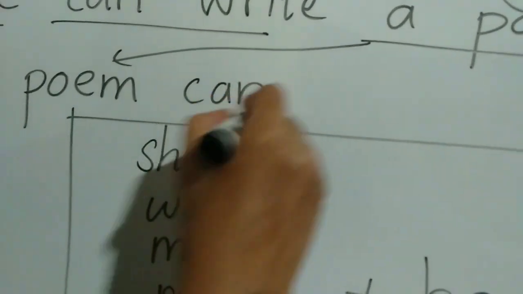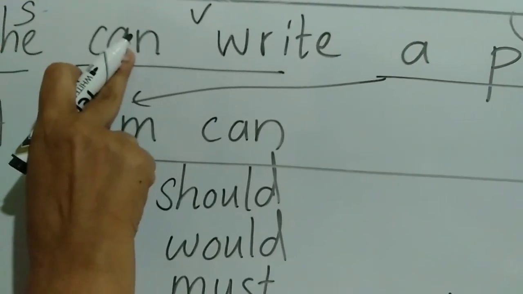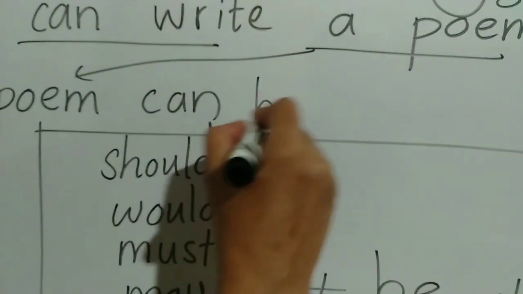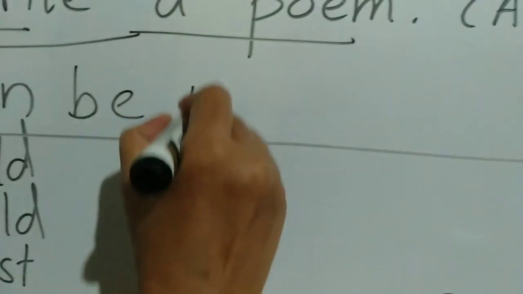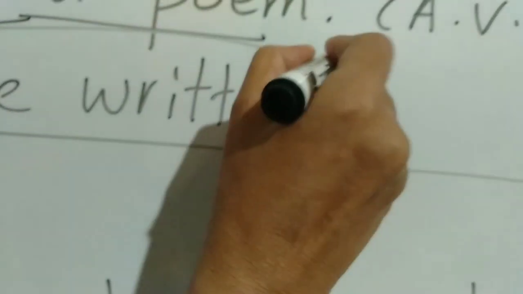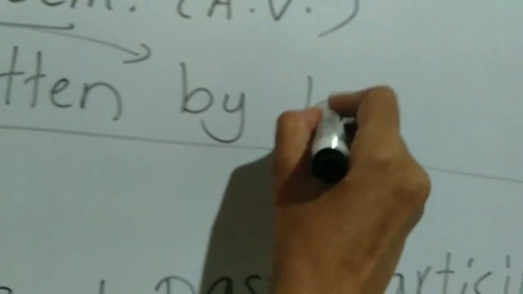Here a poem, then can. The modal auxiliary we have used in the active voice sentence is can. Be, participle form of write, written. Here by her.